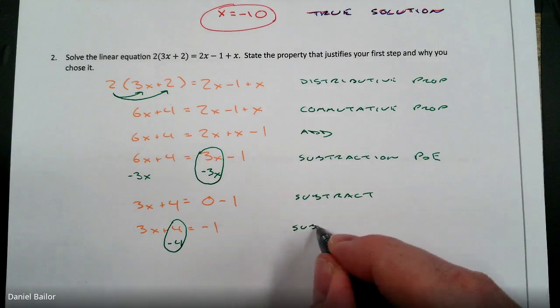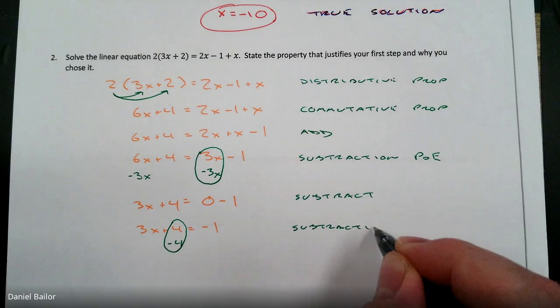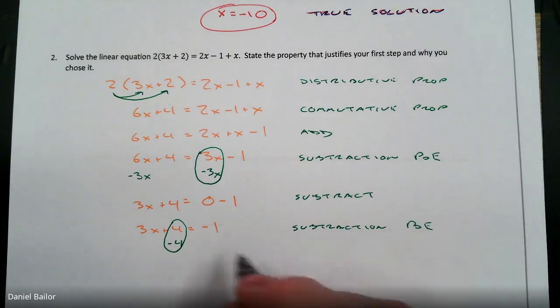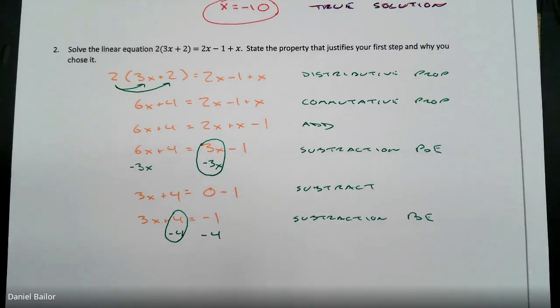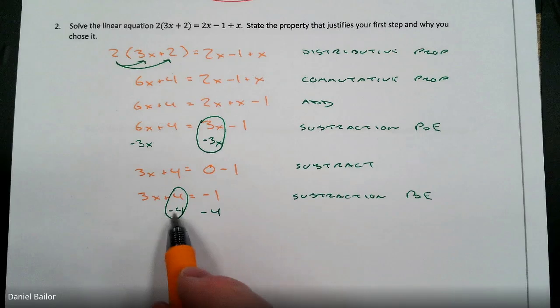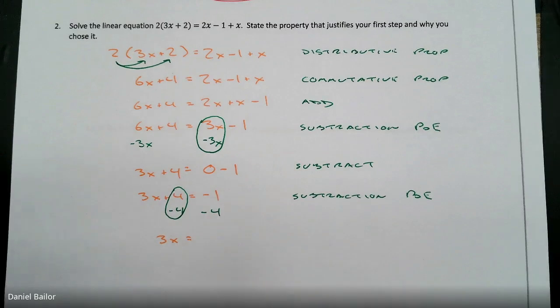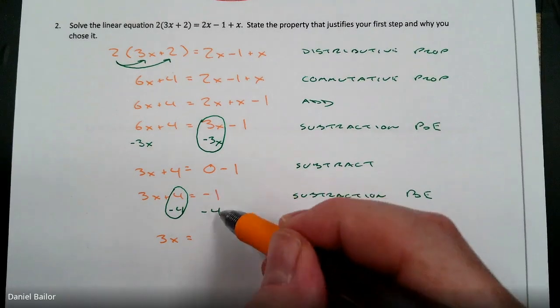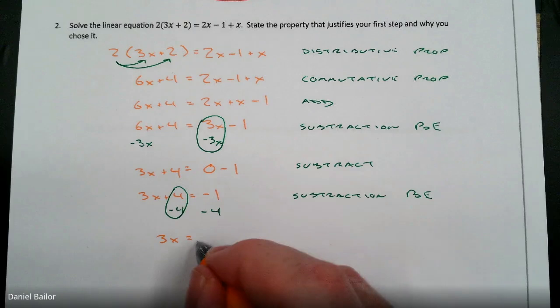But the subtraction property of equality tells me I have to do minus 4 on this side also to stay equal. That's the property of equality. Now 3x plus 4 minus 4, that makes 0, so I just get 3x equals. Now I have negative 1 and negative 4 together, which is negative 5.